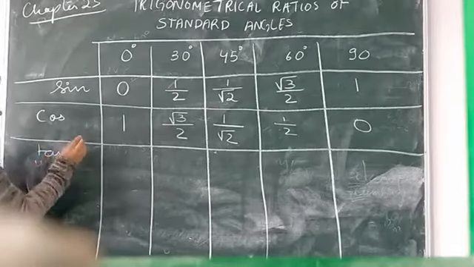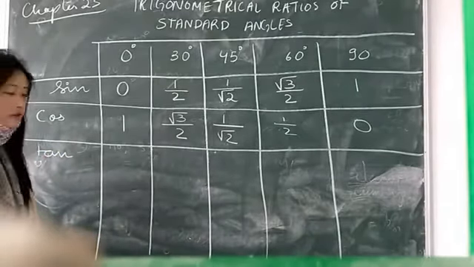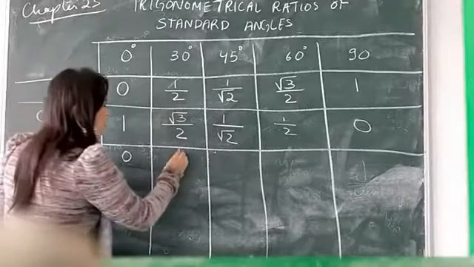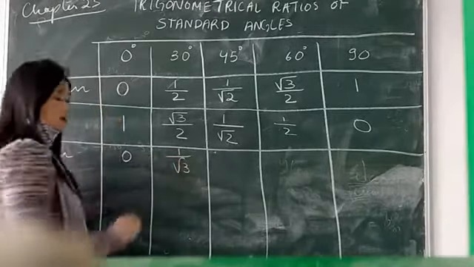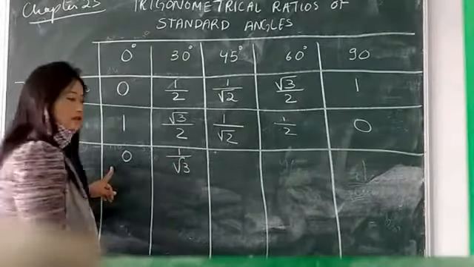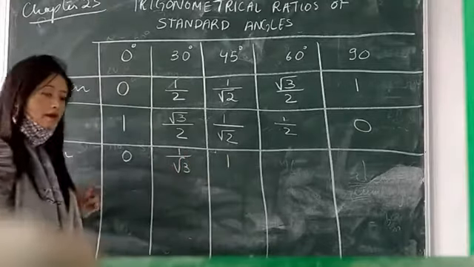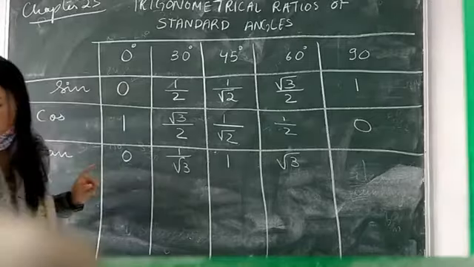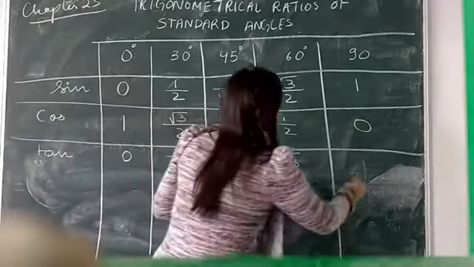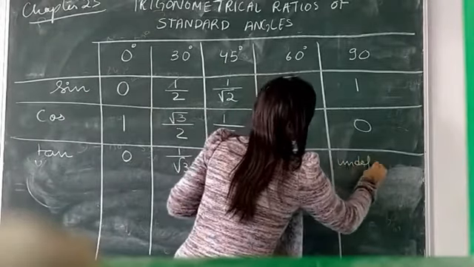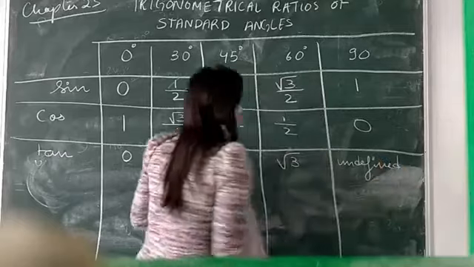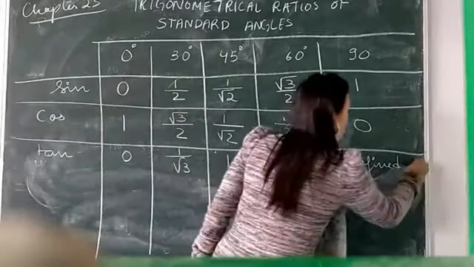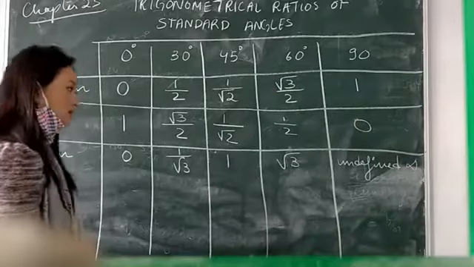Next, we have tan. So tan 0 degree will be 0. Tan 30 degrees will be 1 by root 3. Tan 45 degree will be 1. Tan 60 degree is root 3. And tan 90 degree is undefined. Is undefined or infinity. Okay, you can take it as undefined or infinity.